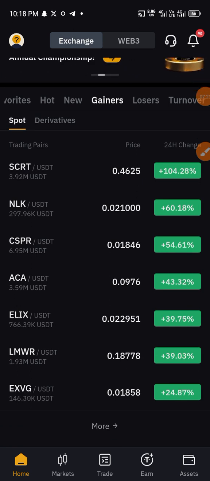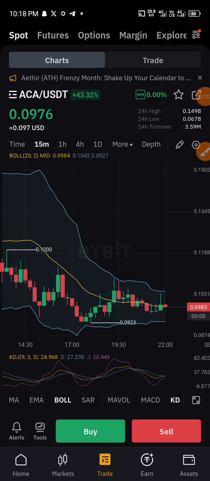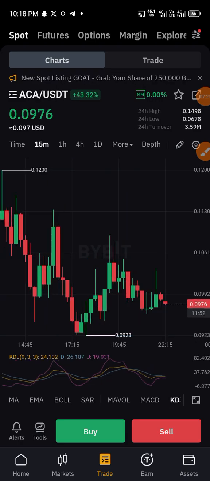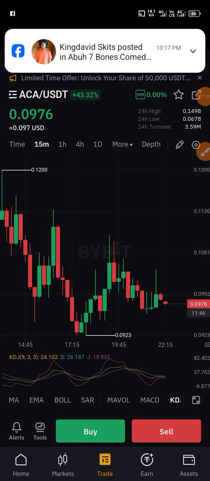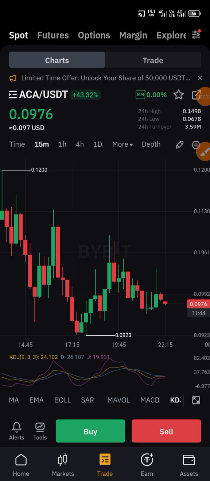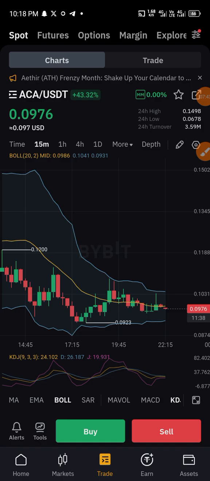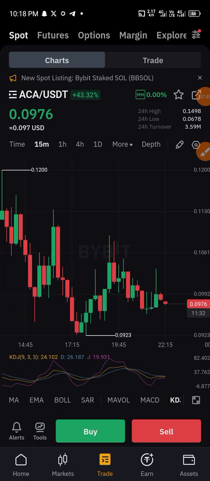So which one is next? Let's look at this again. This one is having 43 already. They are almost the same thing. Tomorrow is Monday, there's going to be a fresh market move. But based on these ups and downs, you can dive in here and cash out something little before it goes up, before it goes down.